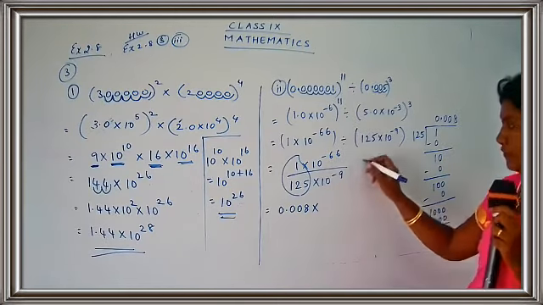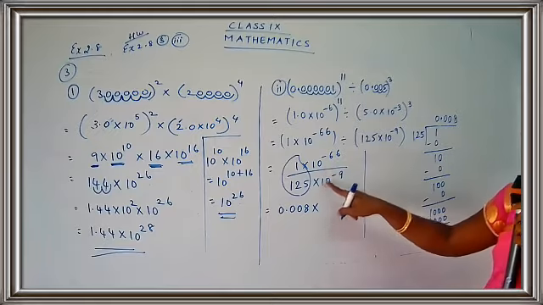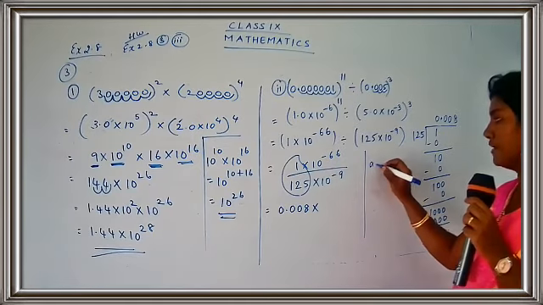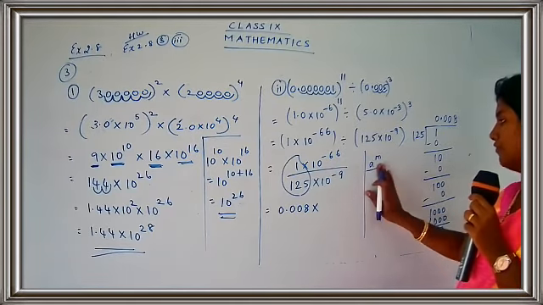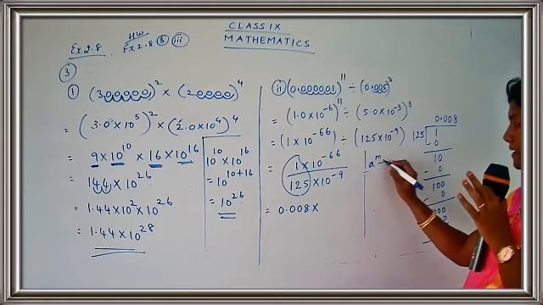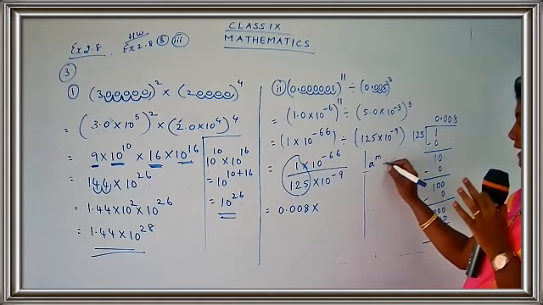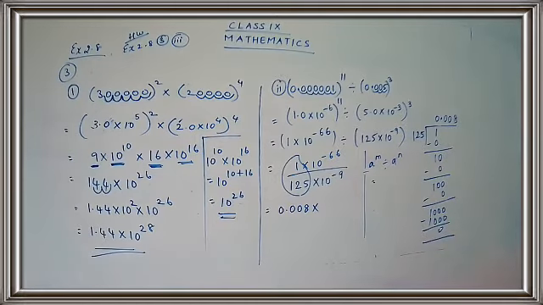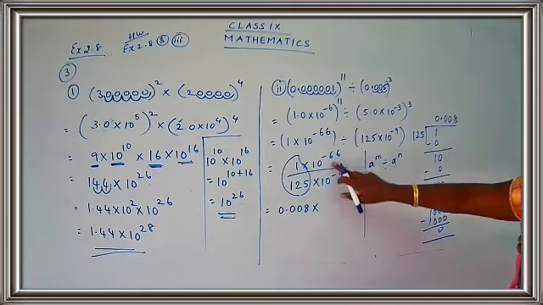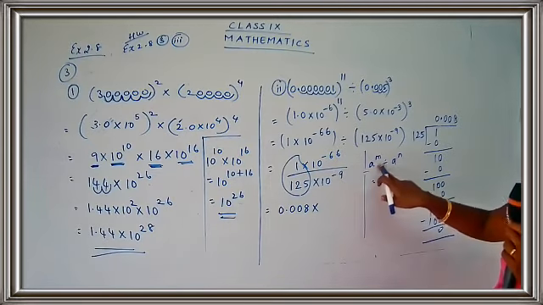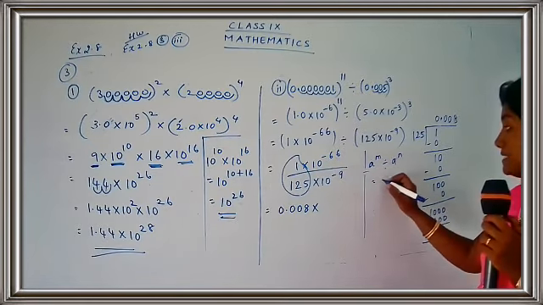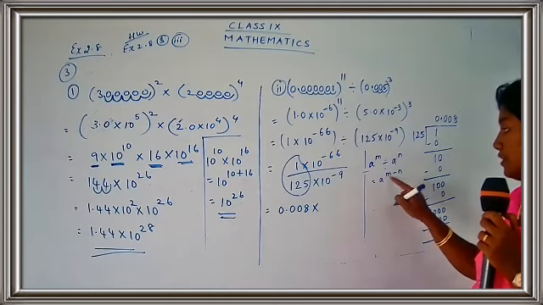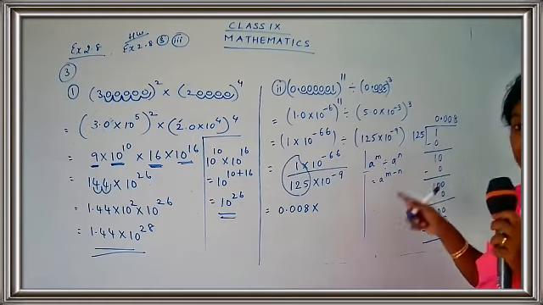Now this is of the form a raised to m upon a raised to n. We have already written one of the laws. What is the value for a raised to m divided by a raised to n? It's in the form of division, yes. So what is the answer for a raised to m divided by a raised to n? It is a raised to m minus n. So you have to subtract the powers.